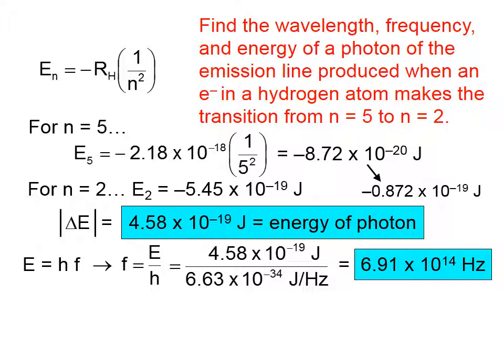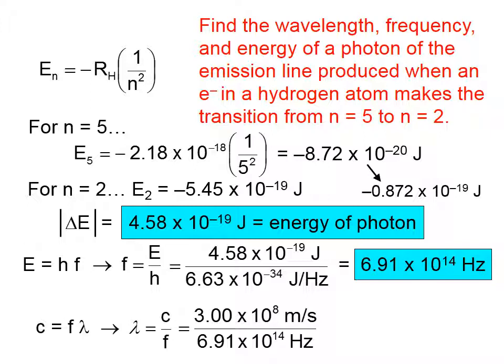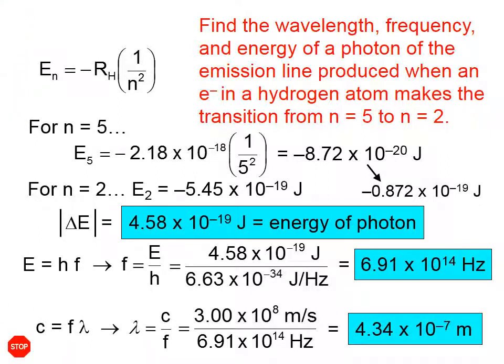And finally, the last thing we're asked to find is the wavelength of this photon. We know that the speed of all light is going to be 3 times 10 to the 8th meters per second. We've just found the frequency, so we can use the speed of light, which is equal to frequency times wavelength, to calculate that wavelength, 4.34 times 10 to the negative 7th meters.